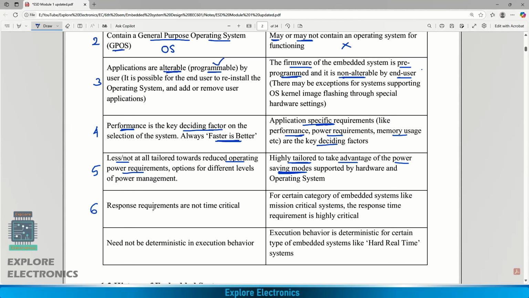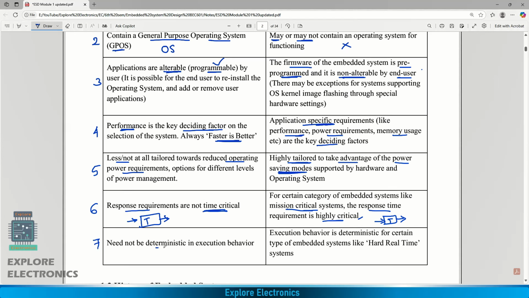And the sixth point is that response requirements are not so time critical. Response requirement in the sense that as soon as we give the input, we are not expecting the output. It takes some time to process it. But in the embedded system, like mission critical systems, the response time is very much critical. There will be a specific time limit, so that as soon as we give the input, we are expecting the output in that critical time unit. So response is critical.